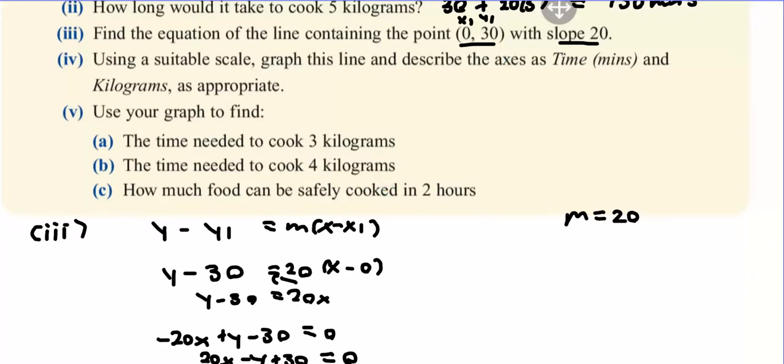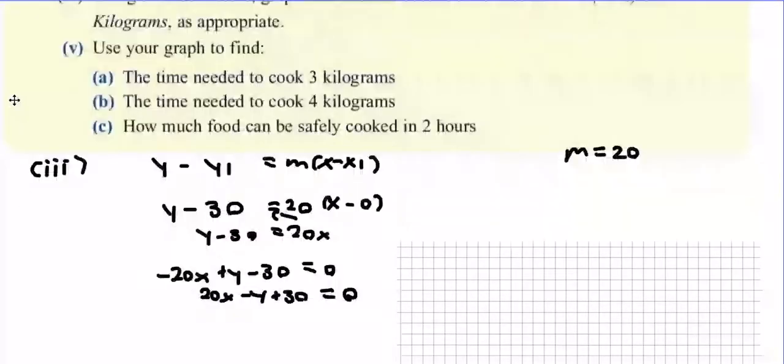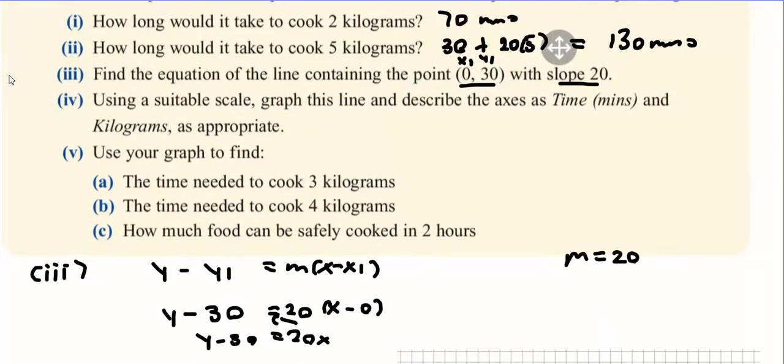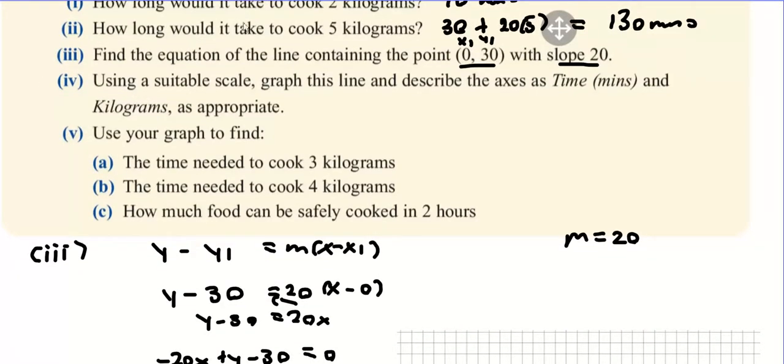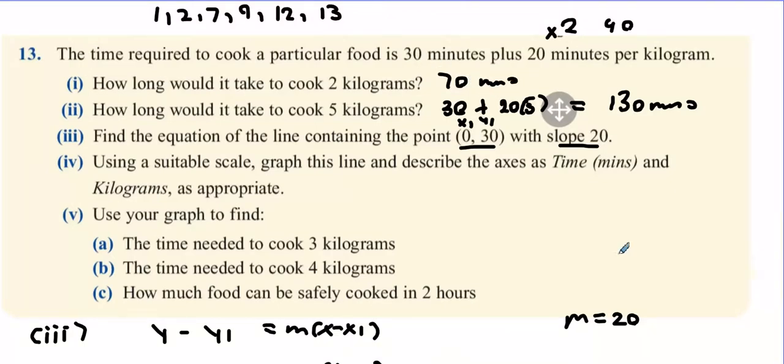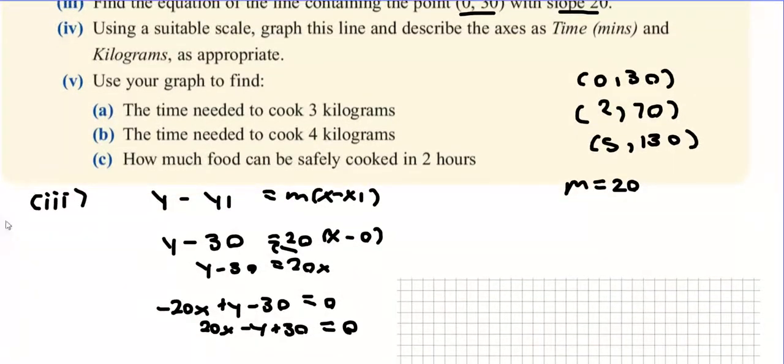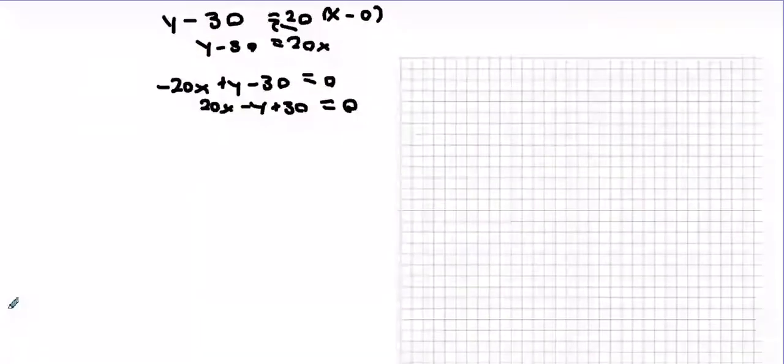Okay, give me a second. Alright guys, so what we're going to do here is we know it's the point 0, 30, but we actually have some points on this graph. So think about it. 0 kilograms is 30 minutes, means you're cooking nothing. We know 2 kilograms is 70 minutes, and then we also know 5 kilograms is 130. So you can see the sort of numbers I'm looking at: 0, 30, 2, 70, 5, 130. So I'm going to have to count up in a lot of tens.